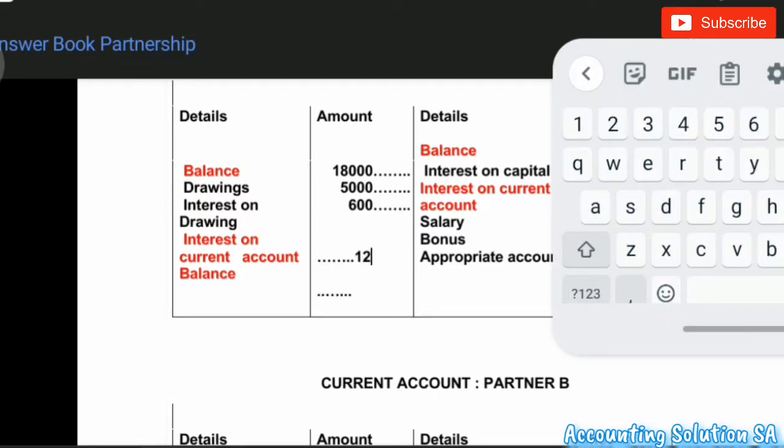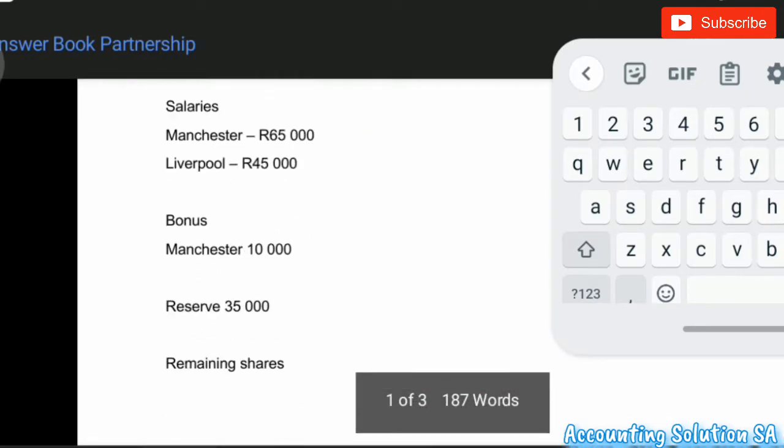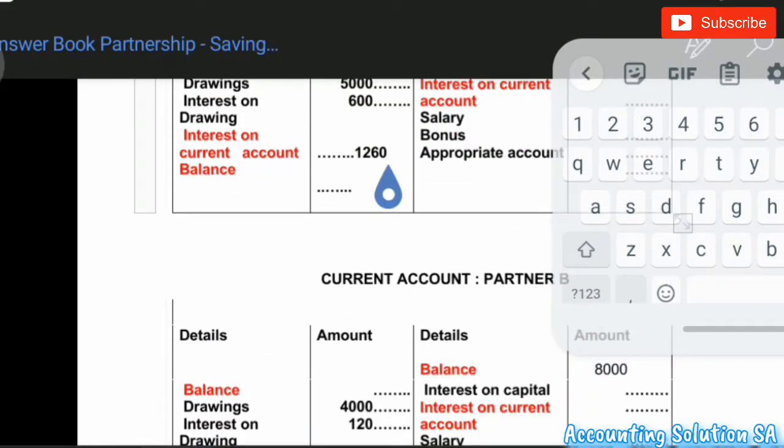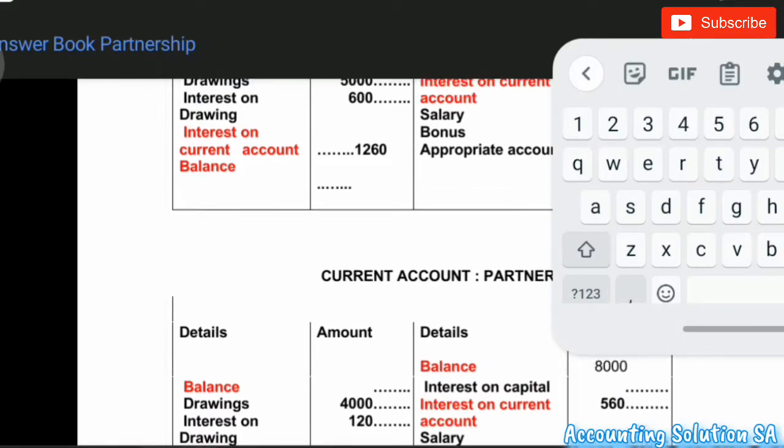Manchester is 1,260. Then for Liverpool is 560 on the credit side. Okay, 560 on the credit side.